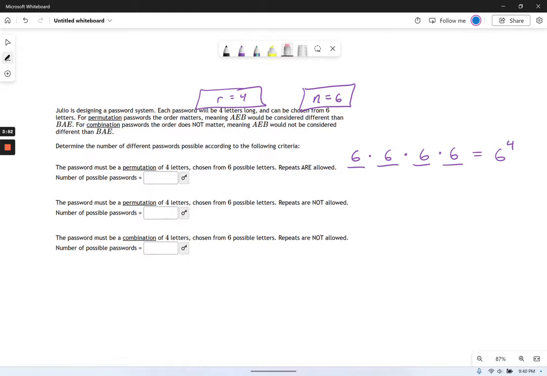Now we've got a formula for this. It's pretty easy, and really you don't need to memorize the formula, but you can if you want. It's just n to the r power. Okay, that's the number of permutations possible if repeats are allowed.